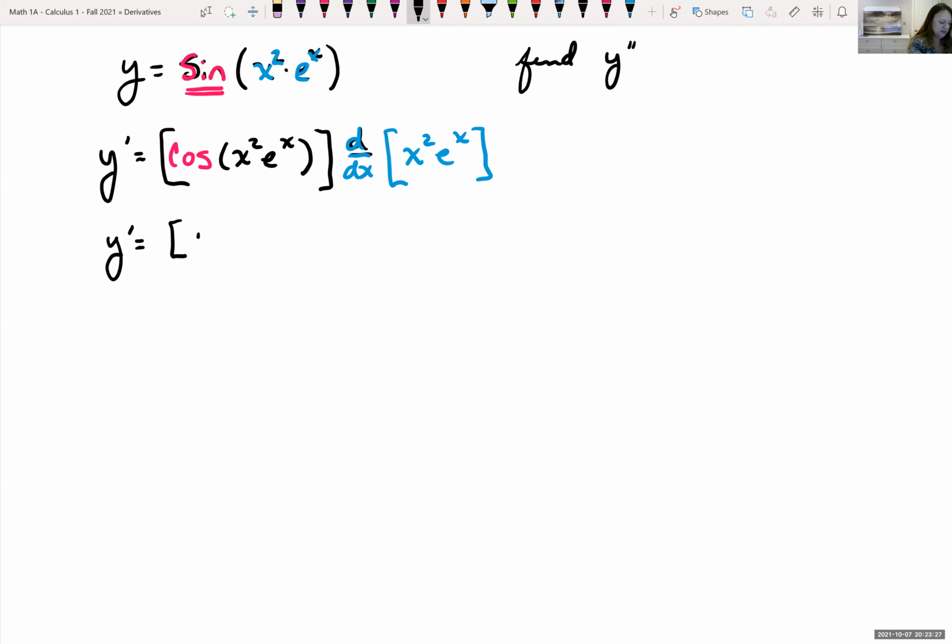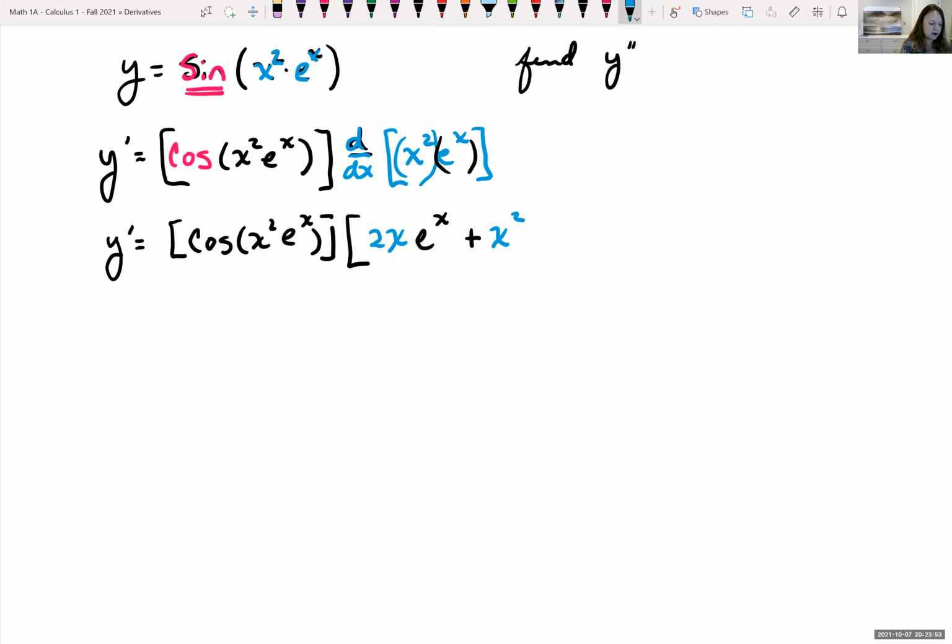So let's take the derivative of the inner piece. So we have cosine of x squared e to the x. And we're using the product rule. So the derivative of my first function, x squared, that's 2x times e to the x, plus my first function, x squared, times the derivative of e to the x. Well, derivative of e to the x is just e to the x.